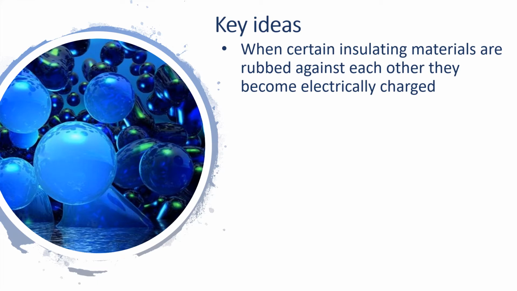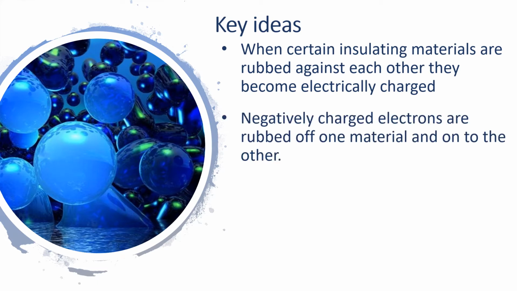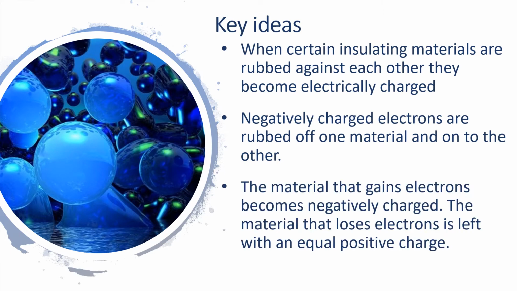When certain insulating materials are rubbed against each other, they become electrically charged. Negatively charged electrons are rubbed off one material and onto the other. The material that gains electrons becomes negatively charged because electrons are negative, and the material that loses electrons is left with an equal positive charge. That's due to the protons or the lack of electrons.